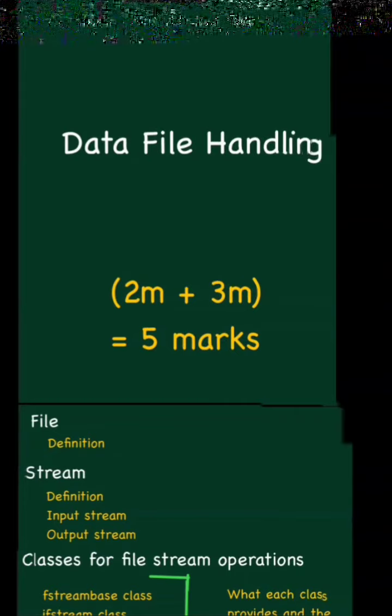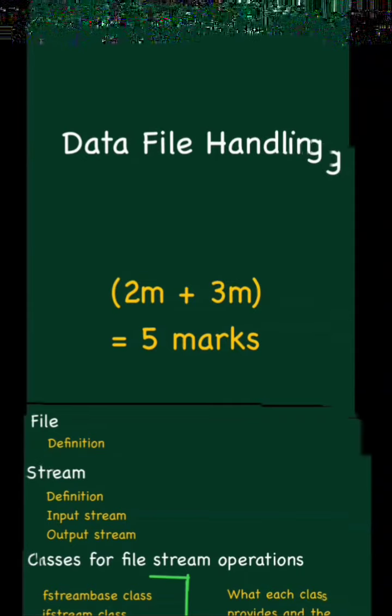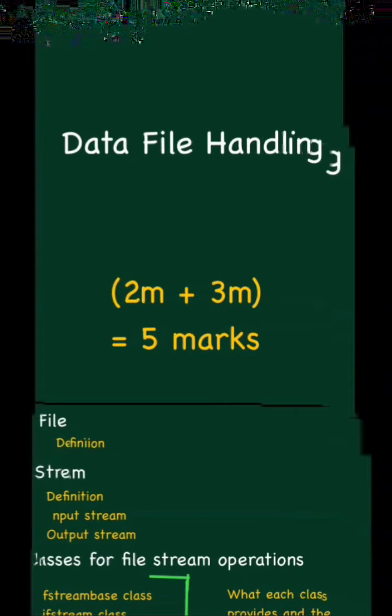Then, what are the types of files or data files? There are two types of files, text file and binary file. Learn what a text file is and what a binary file is, and also learn the difference between a text file and a binary file. Then opening and closing of files. Opening and closing can be done in 2 ways, by using a constructor and by using the open and close member functions. There you have to concentrate on what the open function and close function do, along with their syntax.